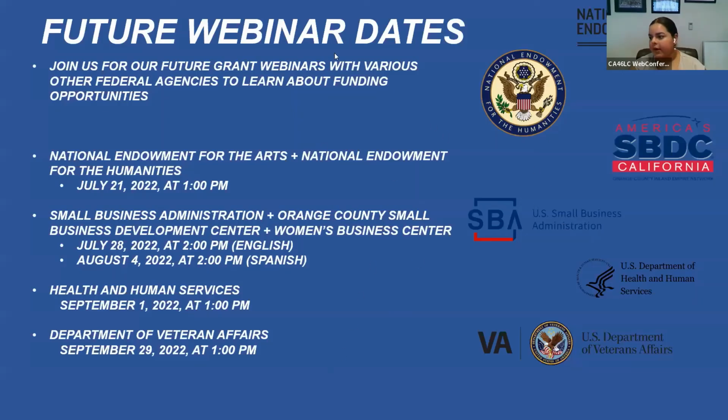So we will have our National Endowment for the Arts and National Endowment for the Humanities grant webinar on July 21st, 2022. The SBA and the Orange County Small Business Development Center with the Women's Business Center will be having theirs July 28th at 2 p.m. and August 4th will be the Spanish version at 2 p.m. September 1st, we have the webinar with Health and Human Services at 1 p.m. And September 29th, we have one with the Department of Veteran Affairs, and we're working with plenty other federal agencies to provide more webinars for individuals interested in those.